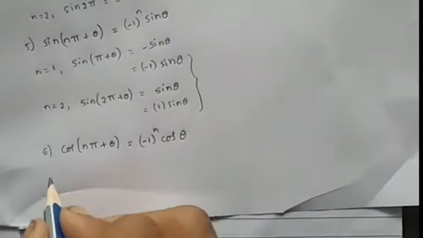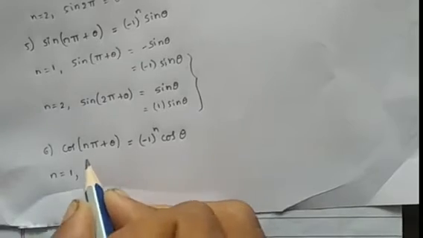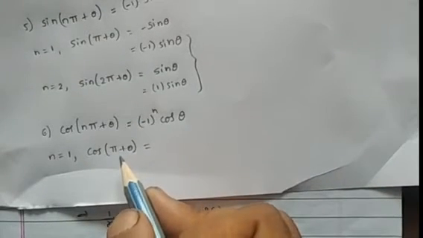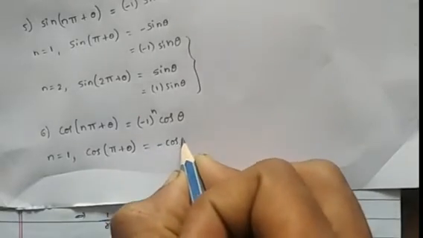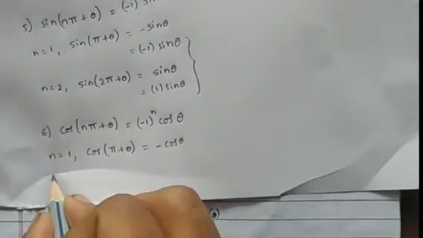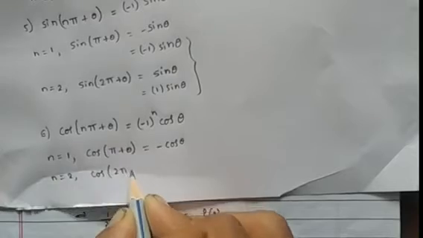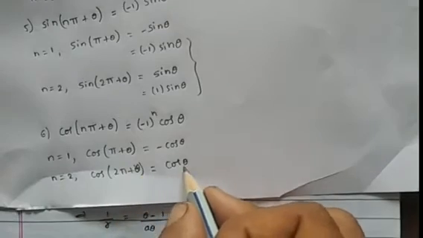If you apply n equal to 1, you get cos of pi plus theta, that is cos of 180 plus theta. 180 plus theta is in the third quadrant. In the third quadrant, cos will be negative. We get minus cos theta. If you apply n equal to 2, you get cos of 2 pi plus theta. 360 degree plus theta is in the first quadrant. In the first quadrant, all signs will be positive. So cos of 2 pi plus theta is equal to cos theta.